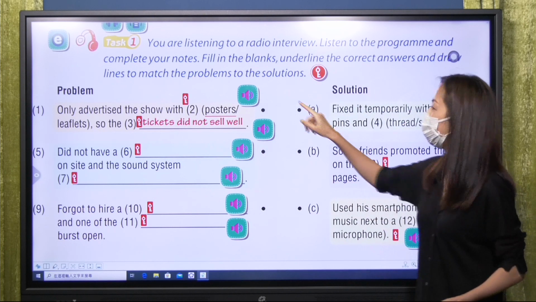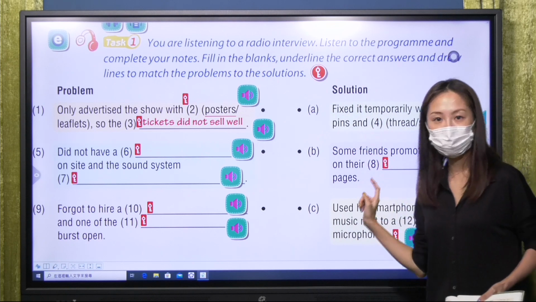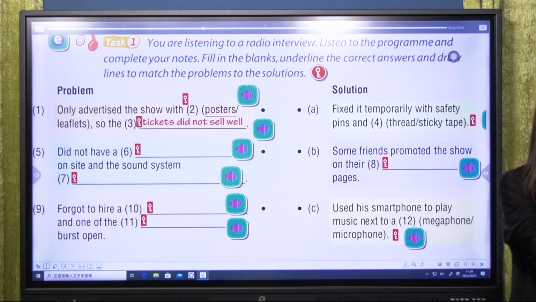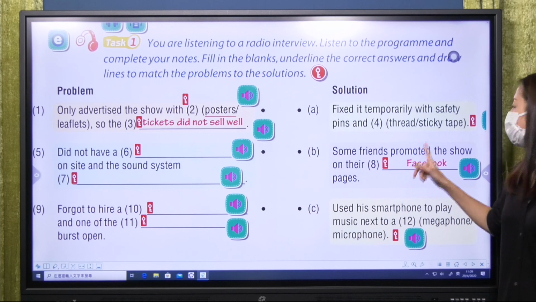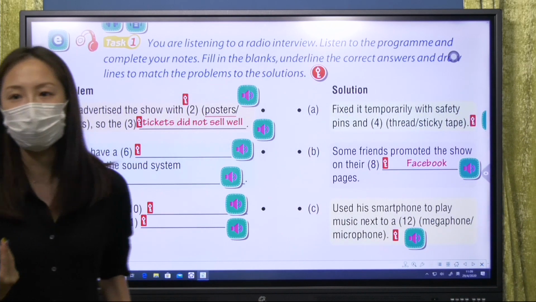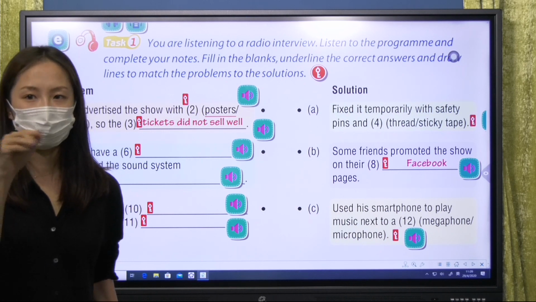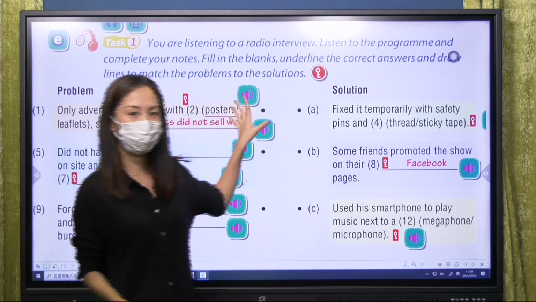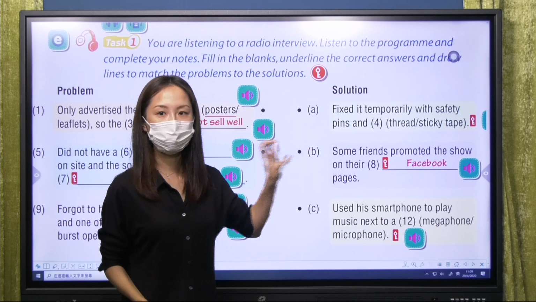And then after this one, he directly moved to the solution. So what is the solution? Luckily, some friends helped me promote the show on their Facebook pages. Some friends helped him to promote the show on their Facebook pages. That's why you have to go through all the questions, and then when the solution comes out, you can quickly locate A, B, C first.